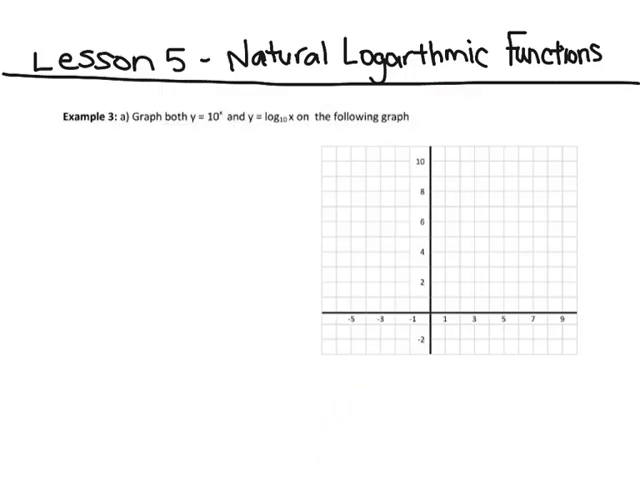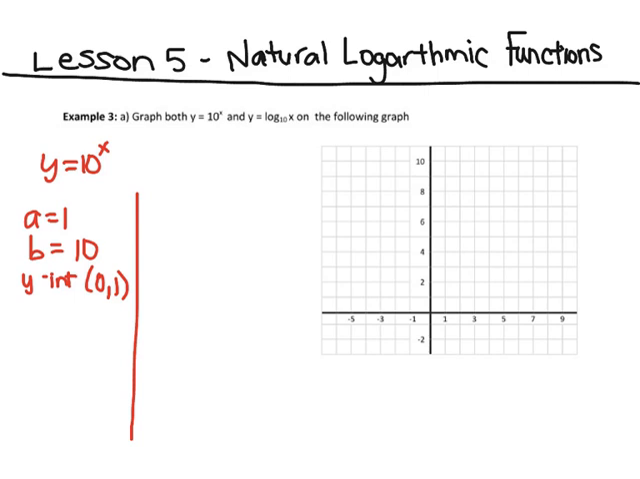Okay, this question asks us to both graph 10 to the power of x and log base 10 of x. So if we were to graph y equals 10 to the power of x, our a would be 1, our b would be 10, our y-intercept would be 0, 1.